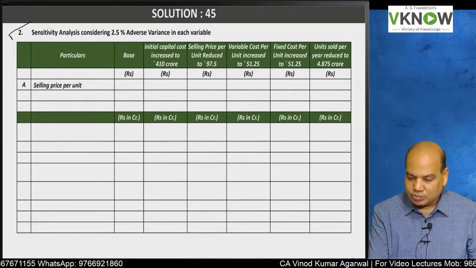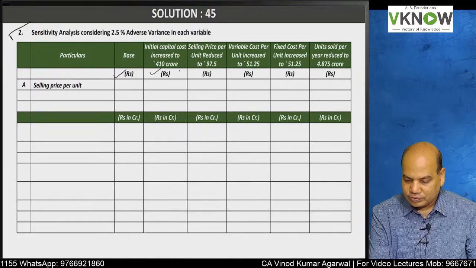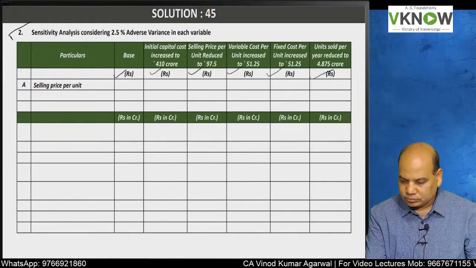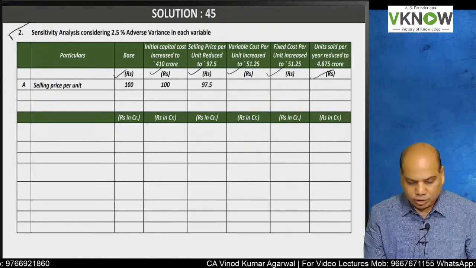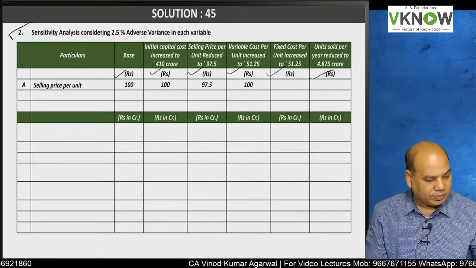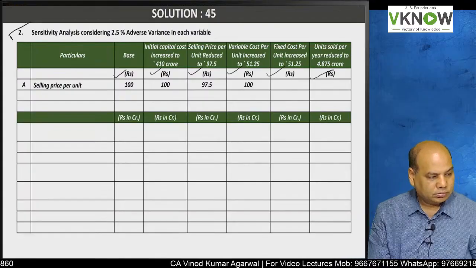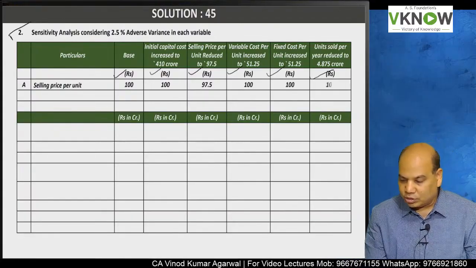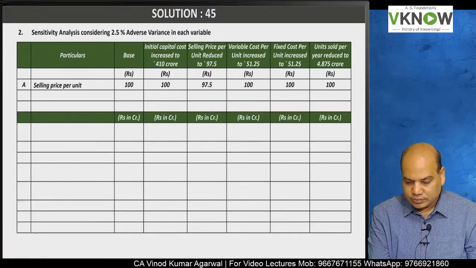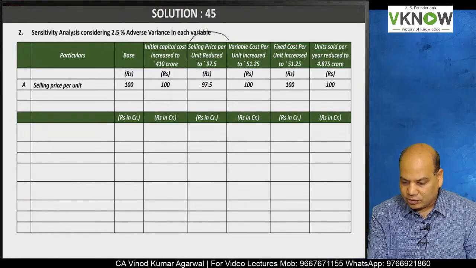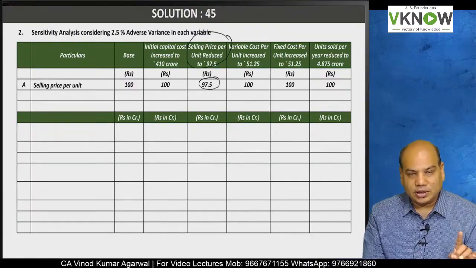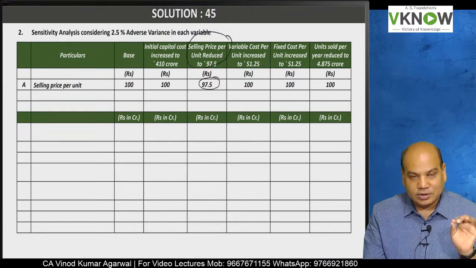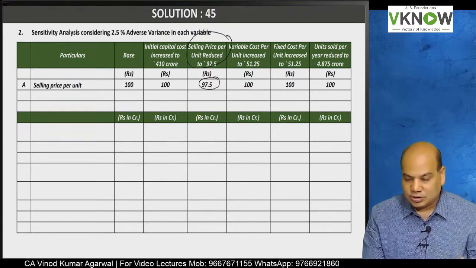Point number A. Then you write down rupees. Selling price per unit. All of you must write, only one column will change. This column will change: 97.5. We will only change one variable at a time. Other variables will be taken from the original question.